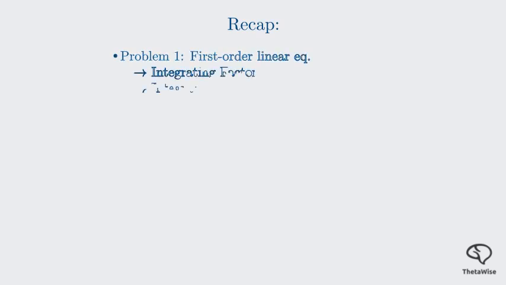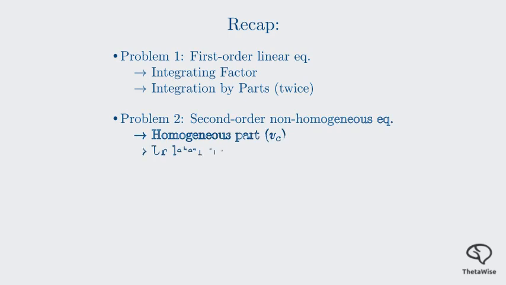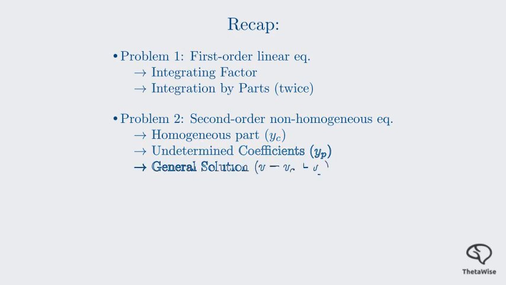For the first problem, we identified a first-order linear equation, found an integrating factor, and used integration by parts twice to solve the resulting integral. For the second problem, a second-order non-homogeneous equation, we first solved the homogeneous part to find yc, then used the method of undetermined coefficients to find yp, and finally added them together to get the general solution. These are fundamental methods in solving differential equations in Mathematics N6.